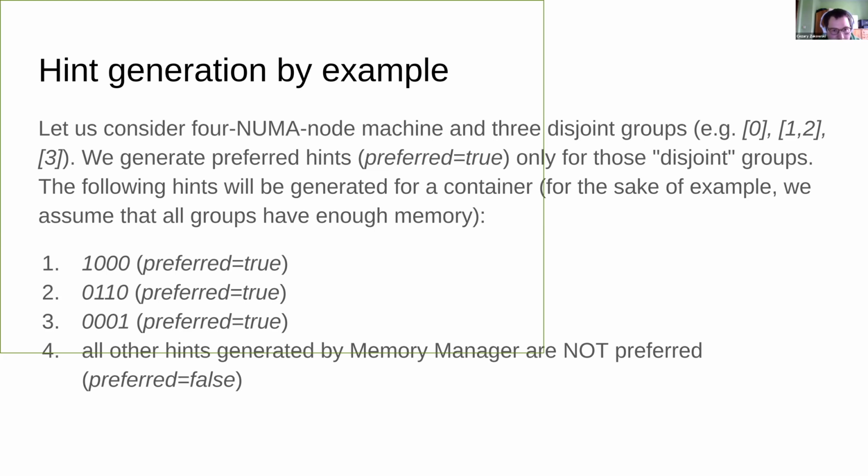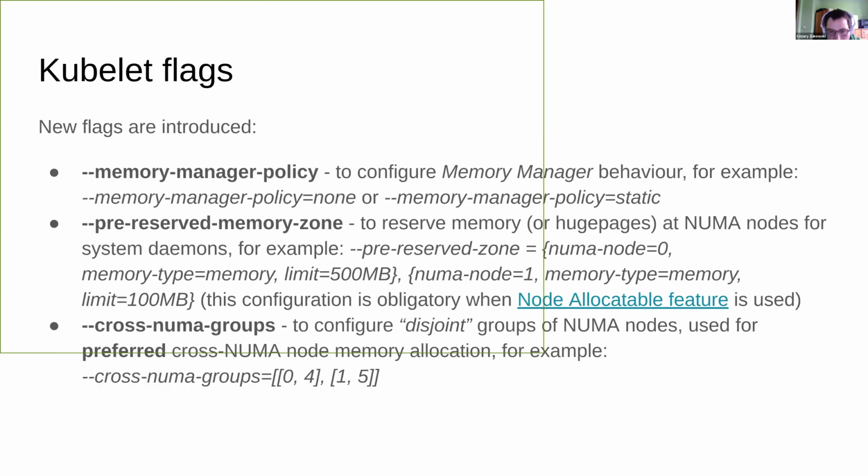Okay, we can go to the next slide. We are coming to the summary, and so these new flags are proposed. The memory manager policy flag is to enable or disable the memory manager. The pre-reserved memory zone flag is just to reserve memory for system daemons, and probably the most important flag is the cross-NUMA groups flag that we just described. It's just to recall, it configures disjoint groups of NUMA nodes used for preferred cross-NUMA memory allocation.